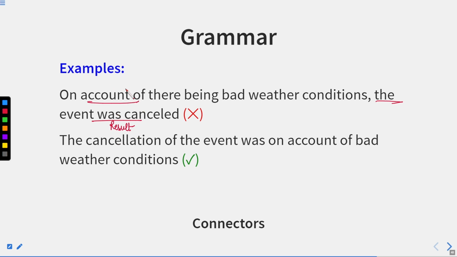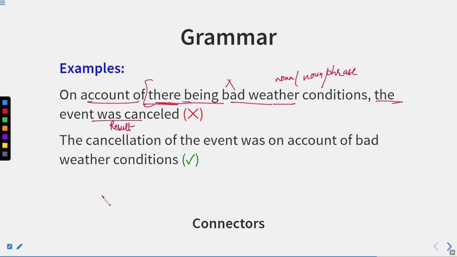On account of is a cause denoting preposition. There being bad weather conditions. Now, there being, this is the structure of the sentence which cannot be there. We should only have either the noun or the noun phrase, and a noun phrase is actually a phrase in which we have a noun or any determiner which is used before the noun, just to express that noun or to qualify that particular noun.